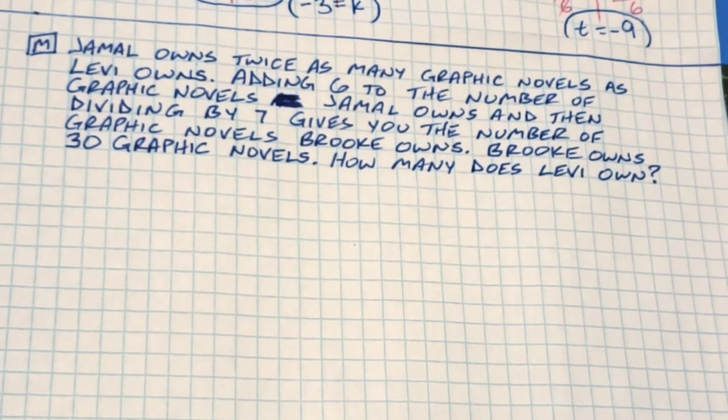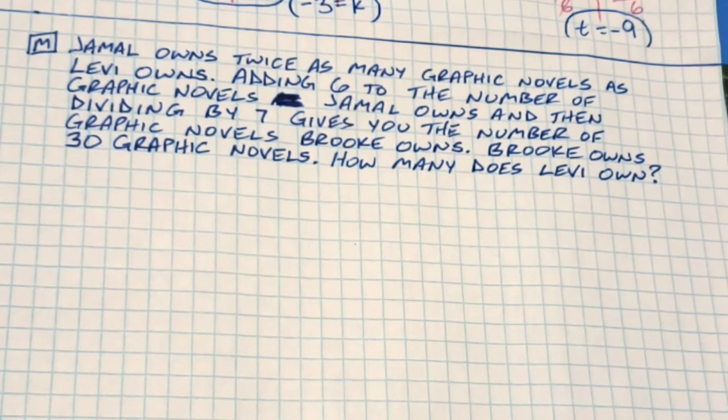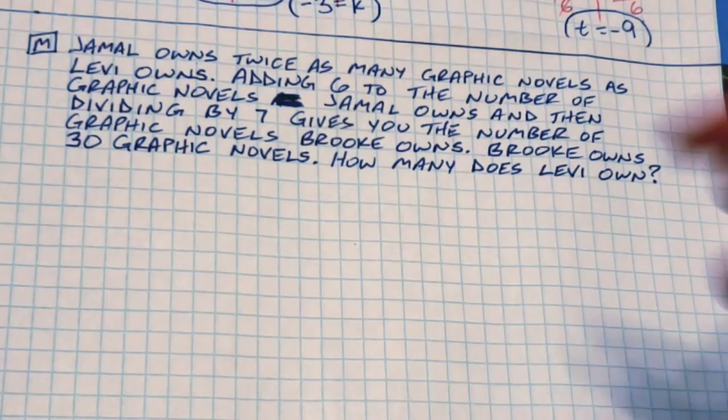Jamal owns twice as many graphic novels as Levi owns. Adding 6 to the number of graphic novels that Jamal owns and then dividing by 7 gives you the number of graphic novels Brooke owns. Brooke owns 30 graphic novels. How many does Levi own? So we're looking for the number that Levi owns.